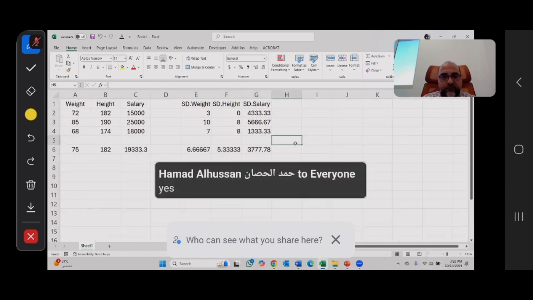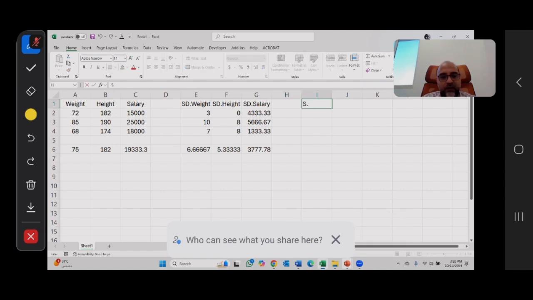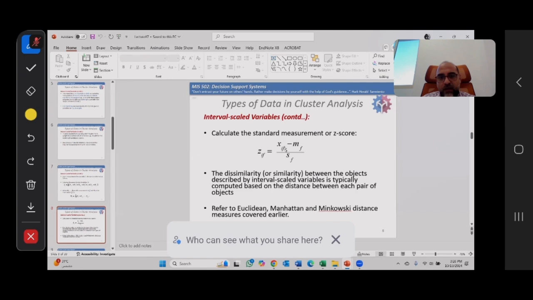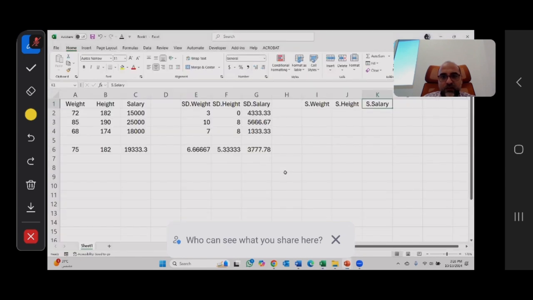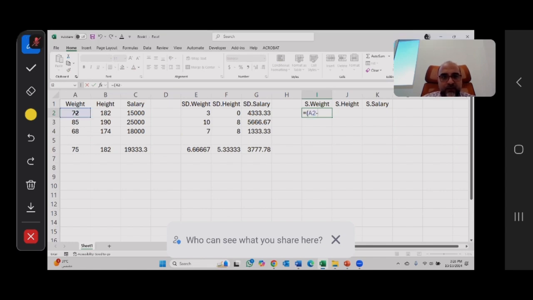Okay. Now I want you to give the scaled value of my three variables: the scaled value of weight, height and salary. The formula for finding scale is value minus mean over standard deviation. So I take the actual value of weight minus its average, and then I divide it by its standard deviation.